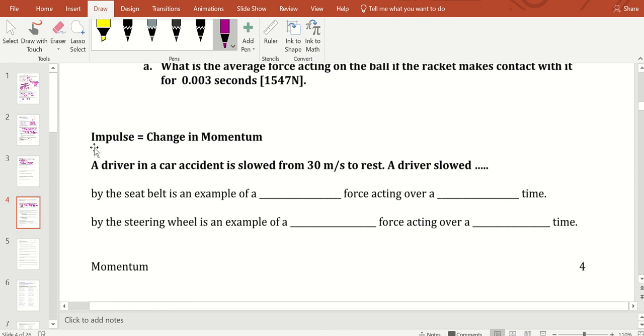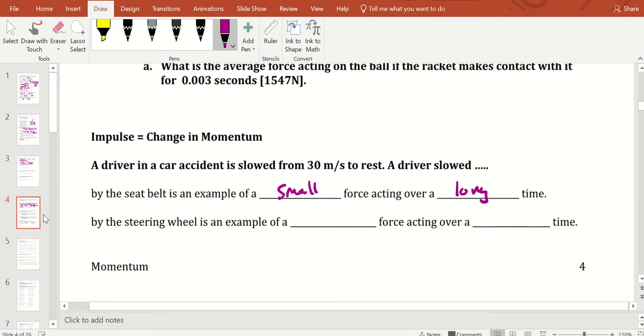And remember, our main application here that we've talked about so far is automotive safety. So if we think about this scenario, a driver in a car accident is slowed from 30 meters per second to rest. Remember, our goal is small force, big time. So for example, in the one car, there was seatbelt, there were airbags, there were things that were really going to slow us down. And what they did is they gave us a small force acting over a long time.